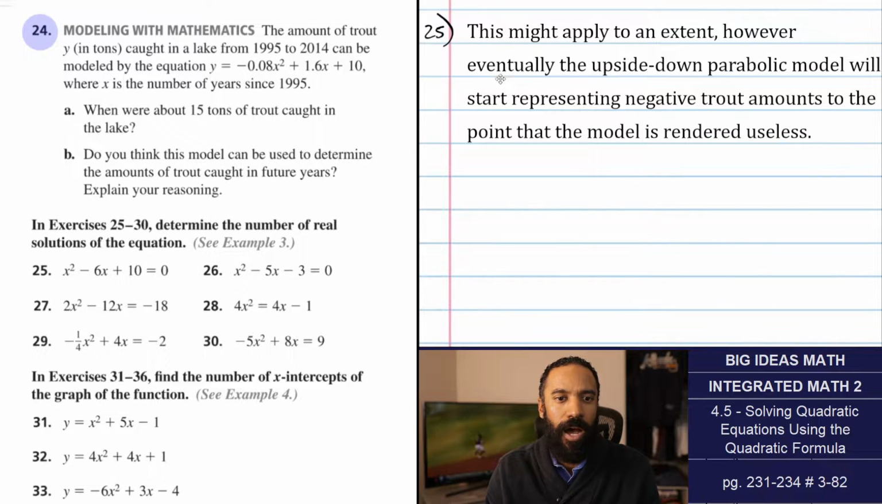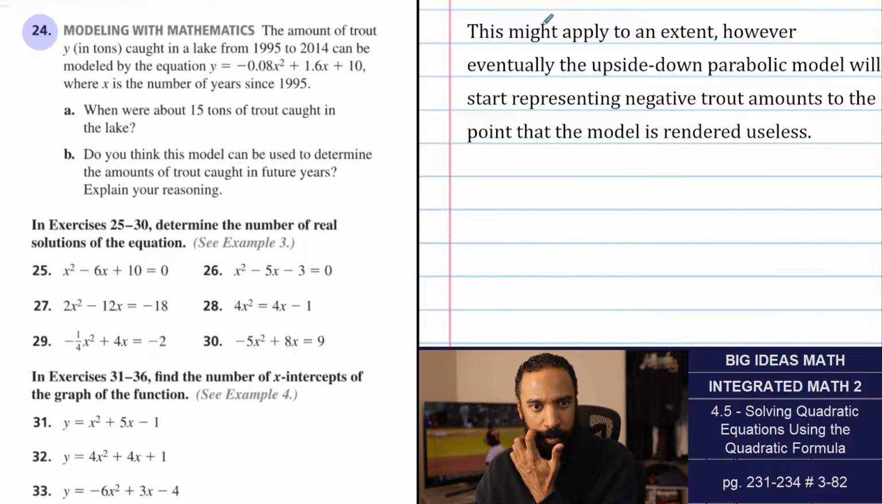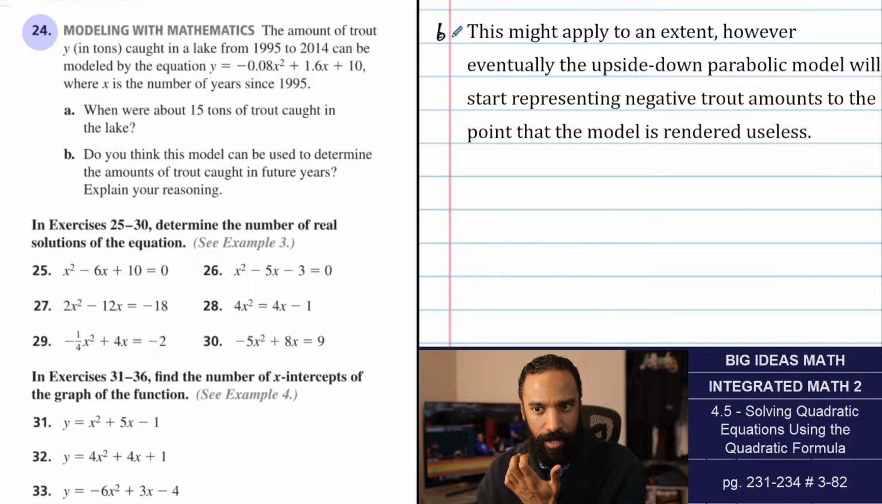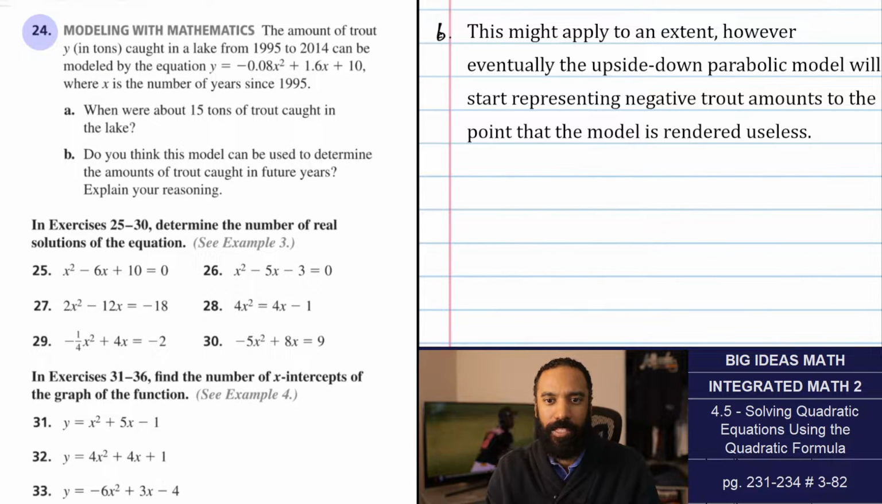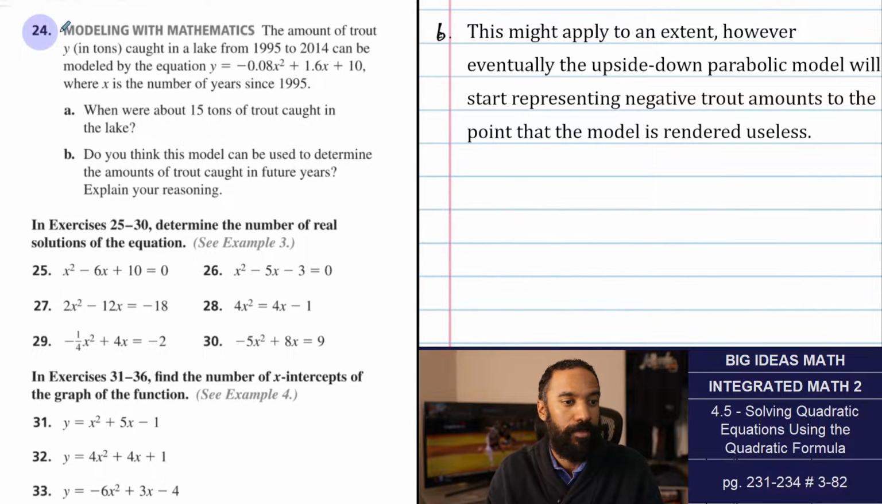That's not what we're trying to look for there. So that's not 25. I'm sorry, that's part B. So this is part B on that thing. So yeah, eventually, not really. And that's the thing with models. They only apply for so long.